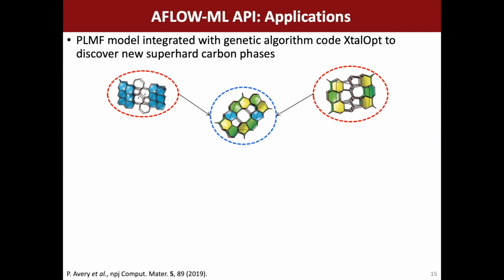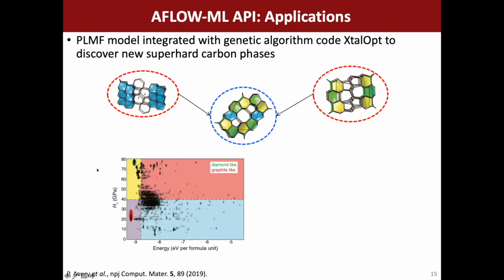They combine bits of them to make new structures again, and so on. They try this sort of genetic evolution to find which ones are potentially harder than the existing known materials. So here you can see the distribution.